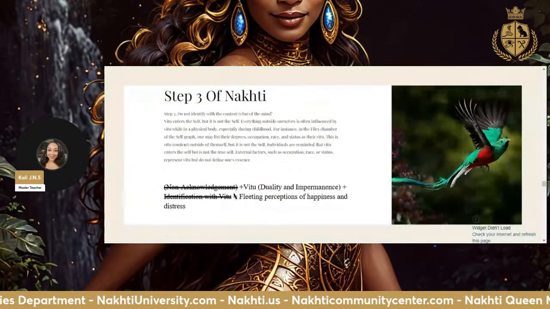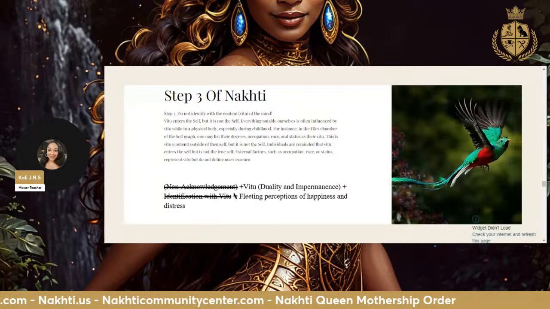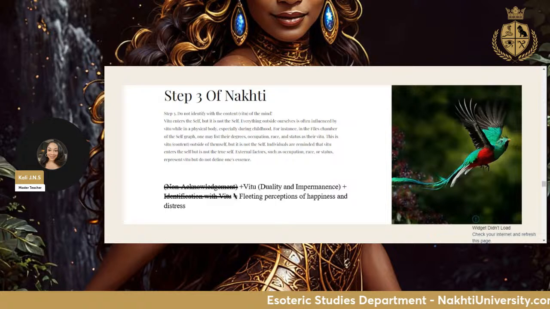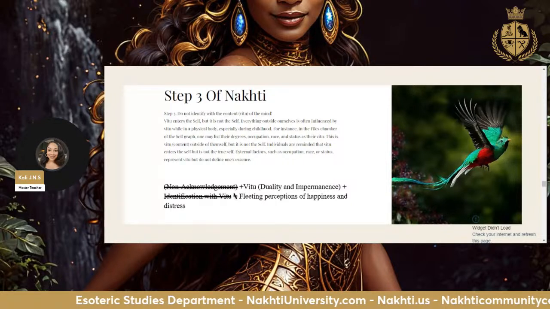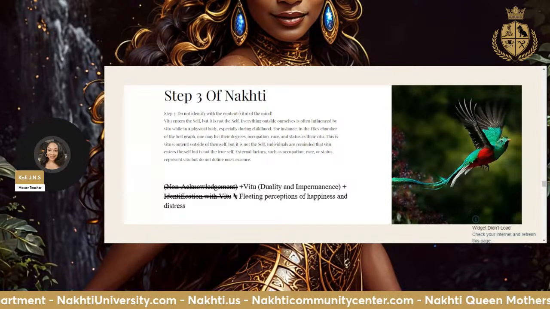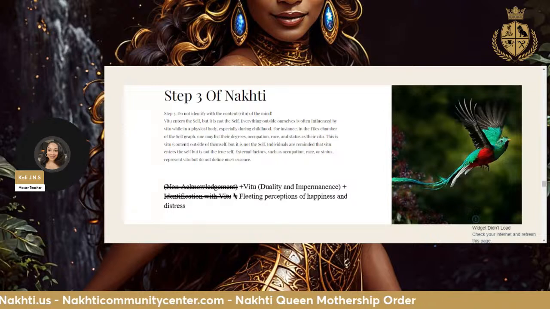So then we go to step 3. Do not identify with the content of the mind. Remember, information enters the self, but it is not the self. Everything outside of yourself was influenced by the information while you are in a physical body, especially during childhood. So, for instance, the files chamber of the self chart may list your degree, your occupation, your race, your status as information. It is not the self, though. It is content outside of the self, but it is not the self.